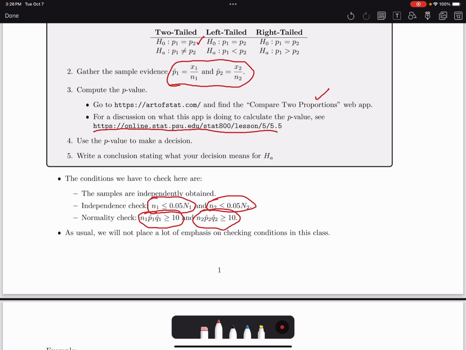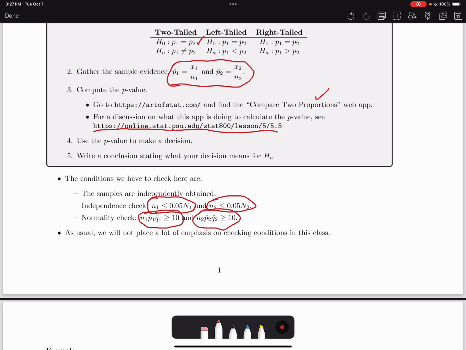As usual, checking these conditions is not going to be a big emphasis in this class, so I'm not going to waste any time doing it in the examples. You might have a homework problem that asks you to check these things, but we've checked these conditions before. They're the same conditions that we had to check for the one-sample proportion test, which were the same conditions that we had to check to make sure that p hat was normally distributed back in chapter 2. So it's just not going to be a huge emphasis.